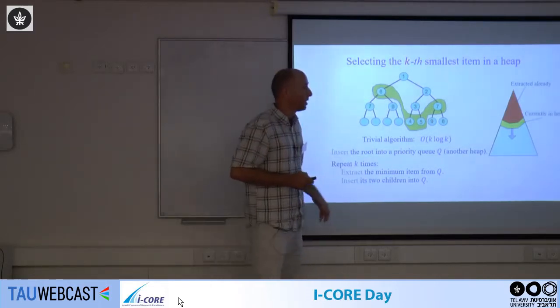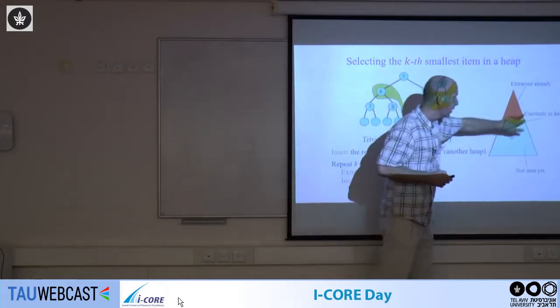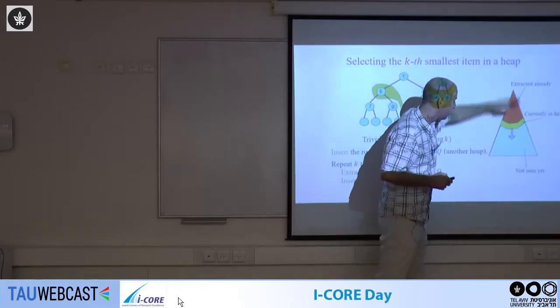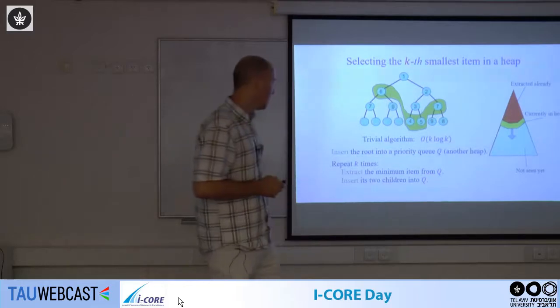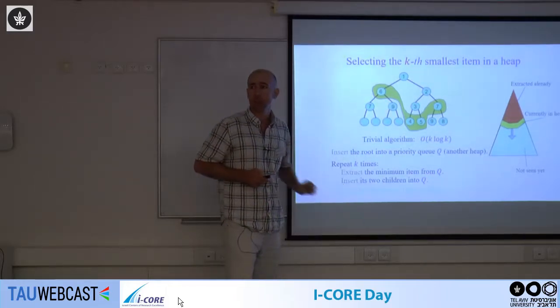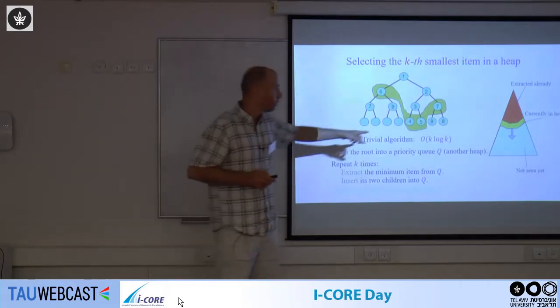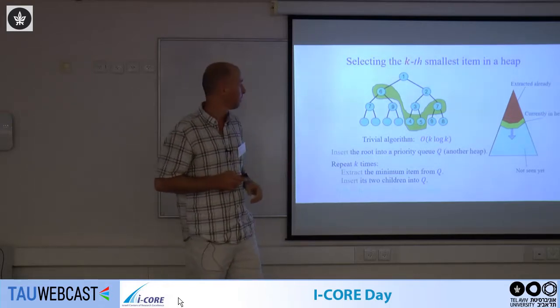Another pictorial view: this is our heap, and we have this frontier, which is currently in a secondary heap. These we extracted already, and these we haven't seen yet, and we expand this frontier downwards. Just a remark that this achieves something stronger. This also sorts the k elements because we get them in order. So if we want to do something better than k log k, we should not sort the elements.